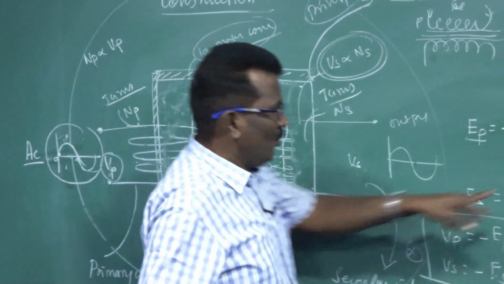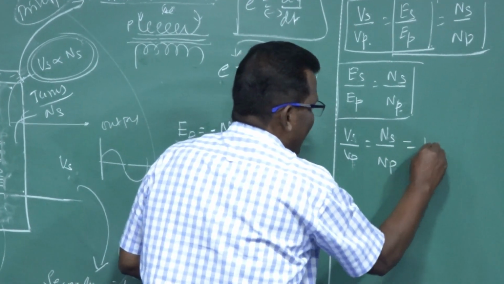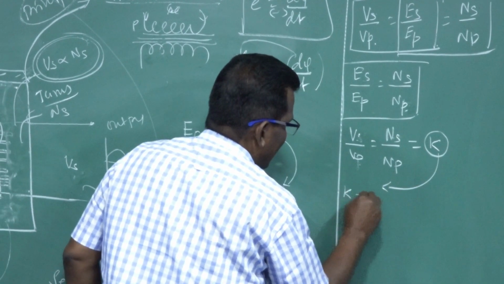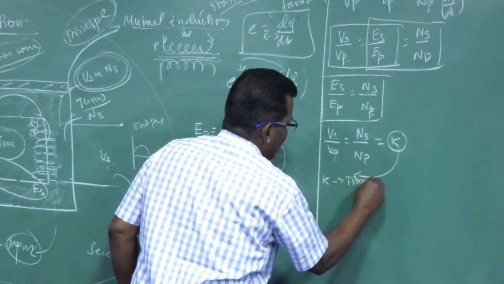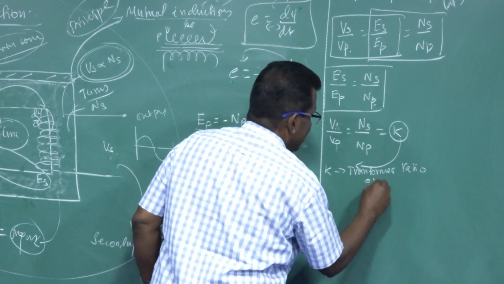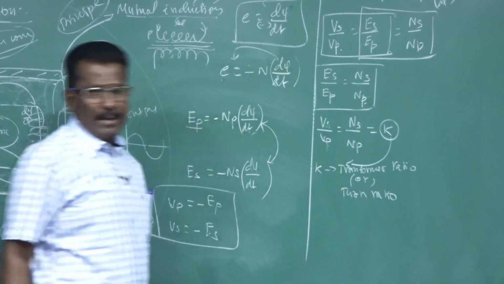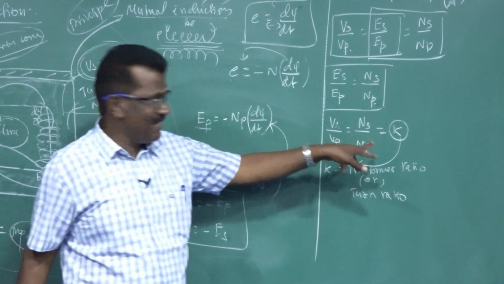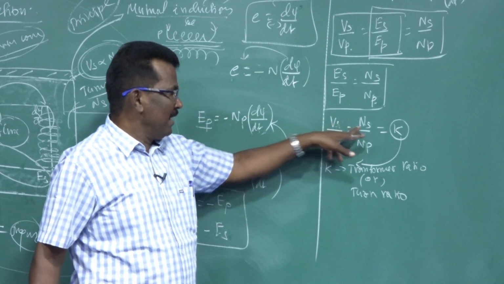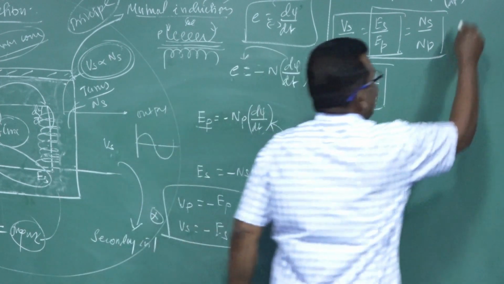Both depend on the number of turns, so Vs by Vp is equal to Ns by Np, and this is equal to K. What is K? K is called the transformer ratio or turn ratio. K represents the transformer ratio. So the transformer ratio is Ns by Np, which is Vs by Vp.